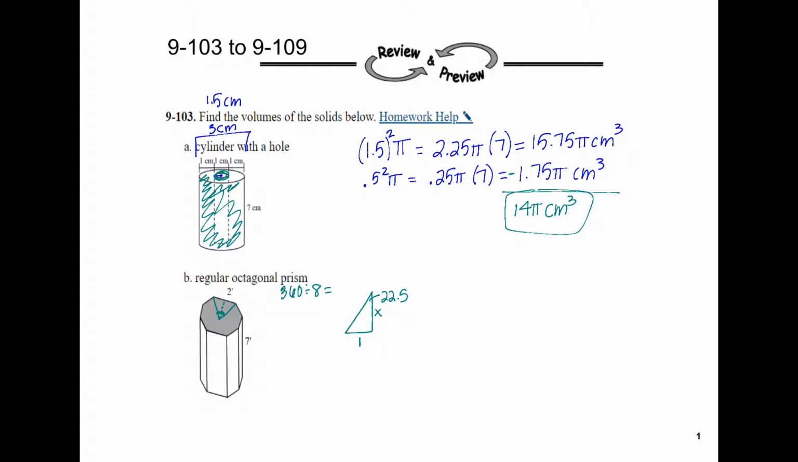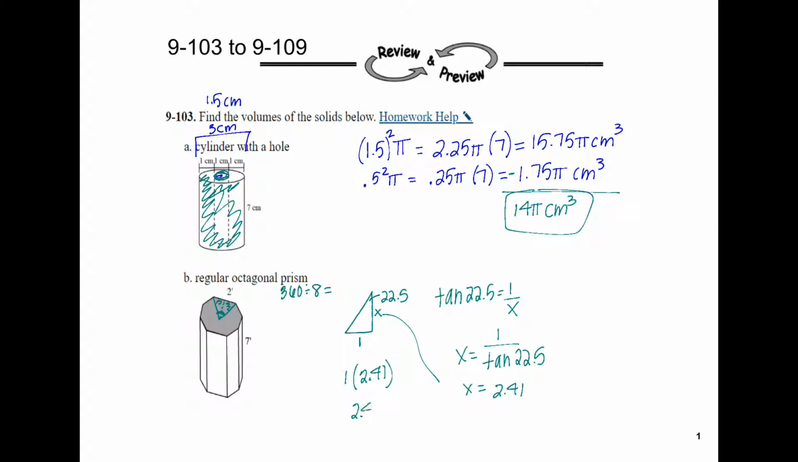I need to find the height. So the tangent of 22.5 equals the opposite over x. X is then going to equal 1 divided by the tangent of 22.5. So the height of this triangle is about 2.41. I can then find the area by taking 1 times 2.41. I'm not going to divide it by 2 because I need 2 sides of that.